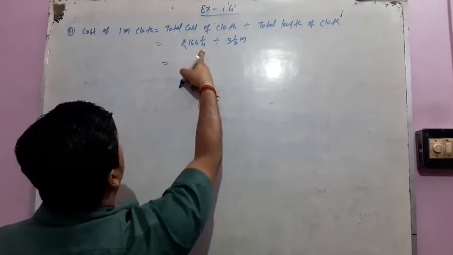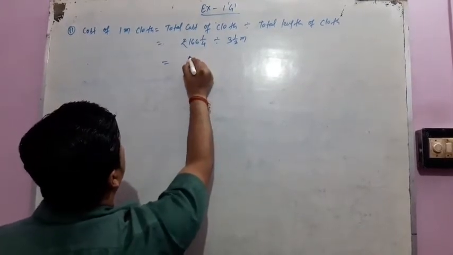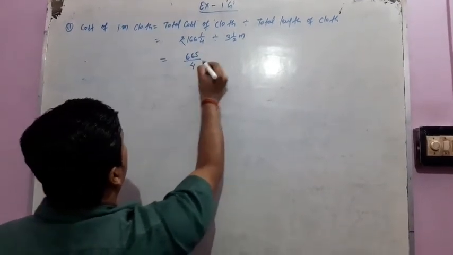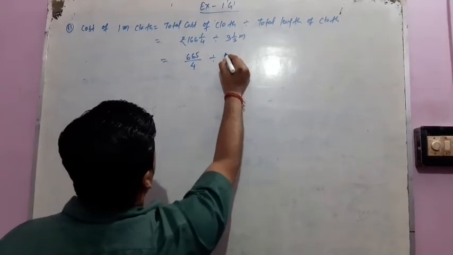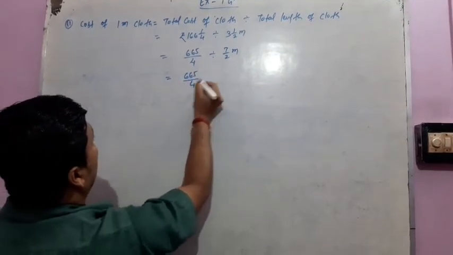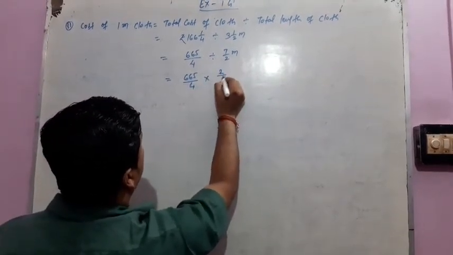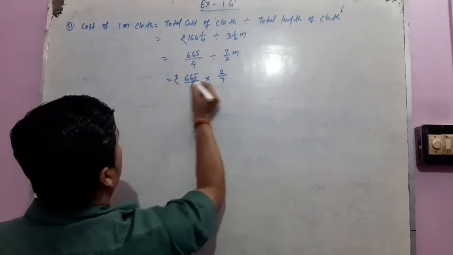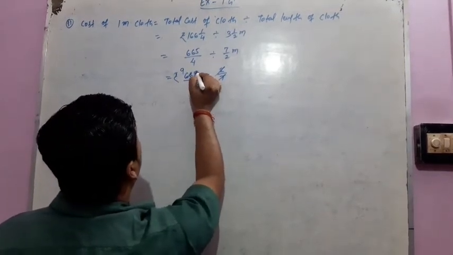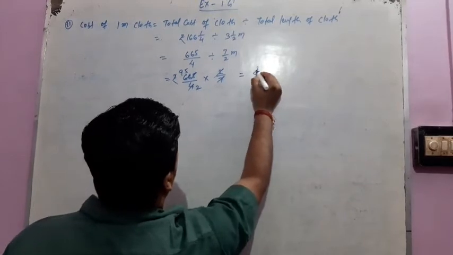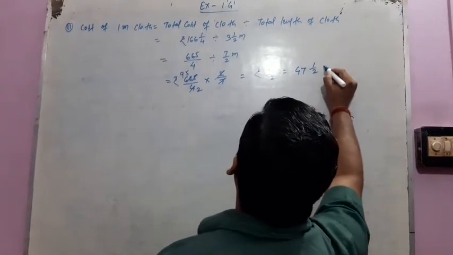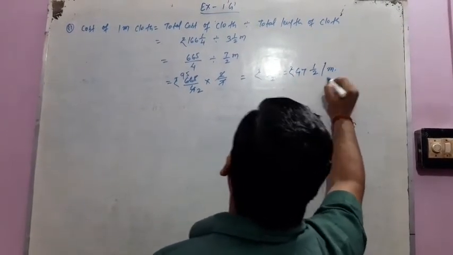Now here 665 divided by 4. Again here is the divide sign, 3 whole 1 by 2 is 7 by 2 meter. Now to solve it, we have to convert this divide sign to multiply. Now the next fraction becomes reciprocal, 2 by 7. So 2 into 4, 2 is the 4 here, and 7 9s are 63, 3 here, 7 5s are 35. 95 by 2, that is 47 whole 1 by 2 rupees per meter.